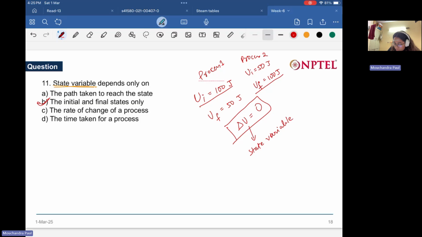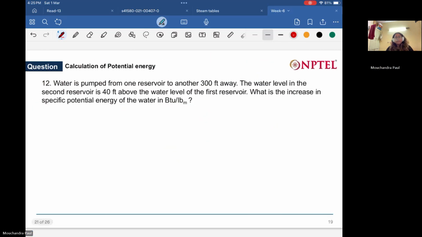Similarly, enthalpy is also a state variable. Okay. Now there is another question based on the calculation of potential energy.